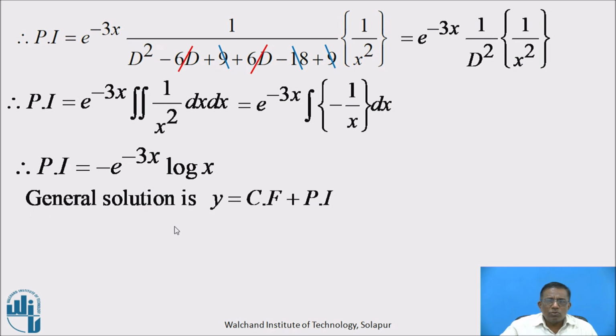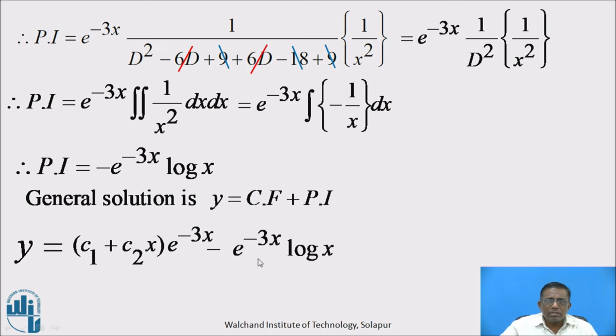Hence the general solution is, here y is a dependent variable, so y equals CF plus PI. Therefore y equals CF, which is (c1 plus c2 x) e raised to minus 3x, and plus PI, but PI is minus e raised to minus 3x into log x, so minus e to power minus 3x log x. So this is the general solution of the given differential equation.